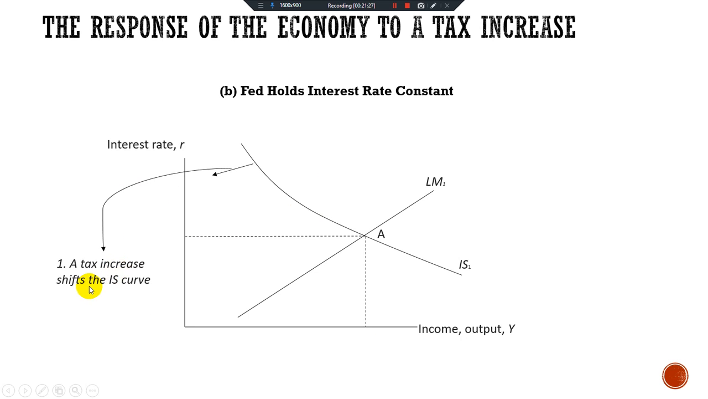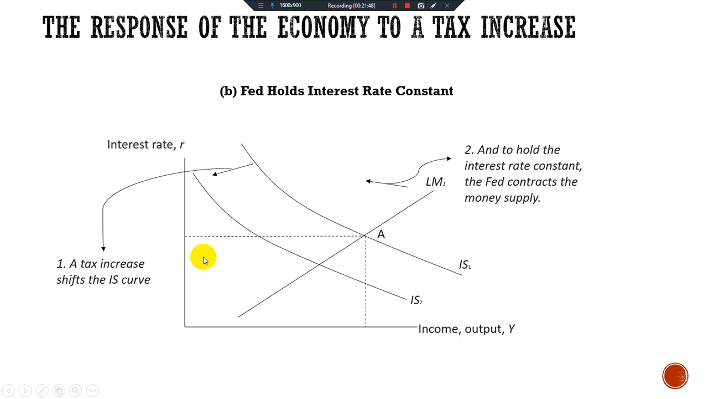Now an increase in taxes will shift the IS curve downward, and we have a new IS curve, that is IS2 here, and we have a flexible monetary policy because we are holding the interest rate constant. So holding the interest rate constant, the central bank contracts the money supply. So we have a new money supply curve here.